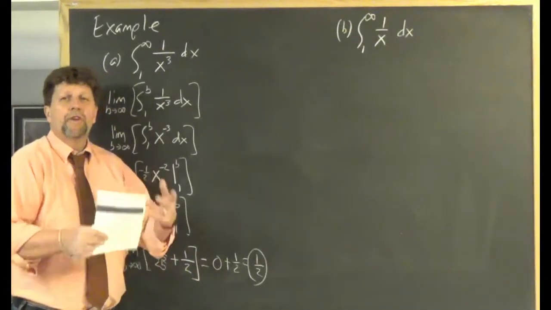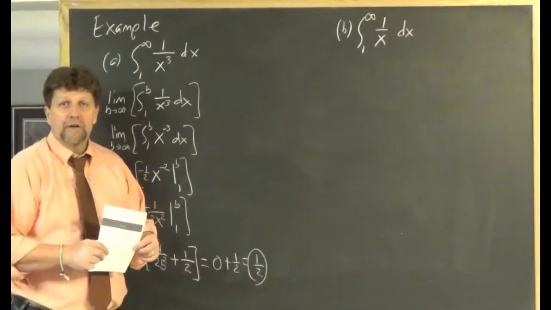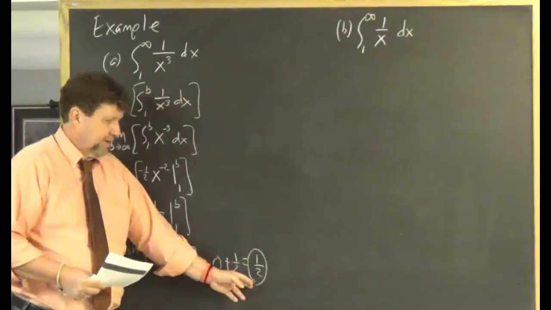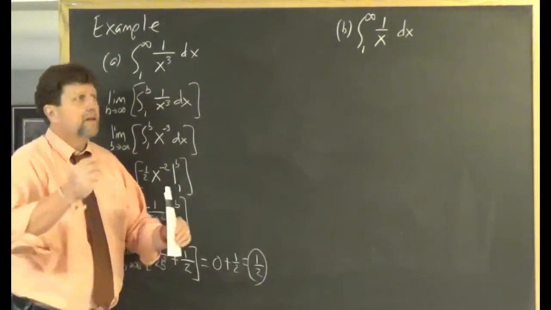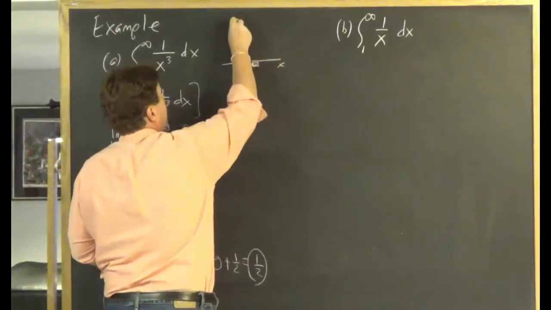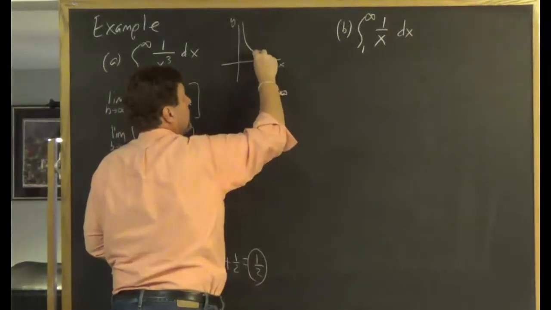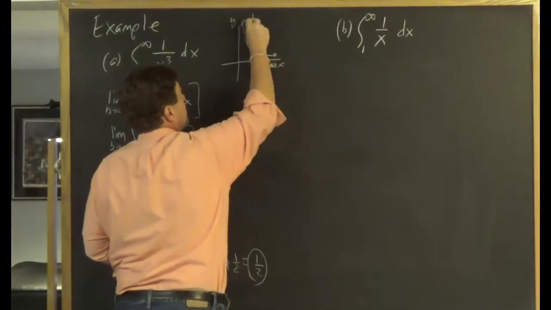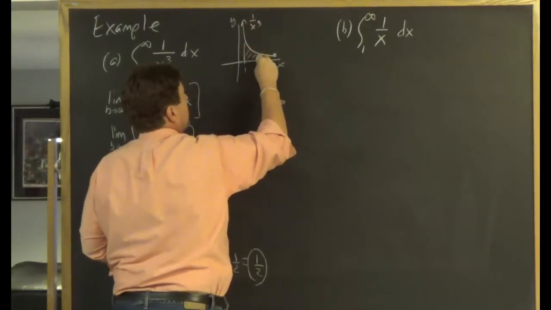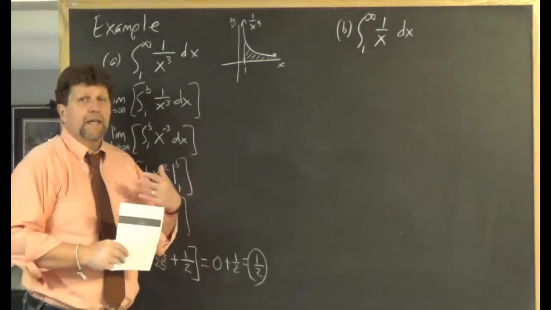And there was a vocabulary term that when the limit exists, we could say the improper integral converges. But the value of this improper integral is 1/2. So if you were to look at the graph of 1 over x cubed on the interval 1 to infinity, it looks something like this. So that matches up with the area of that unbounded region being 1/2.